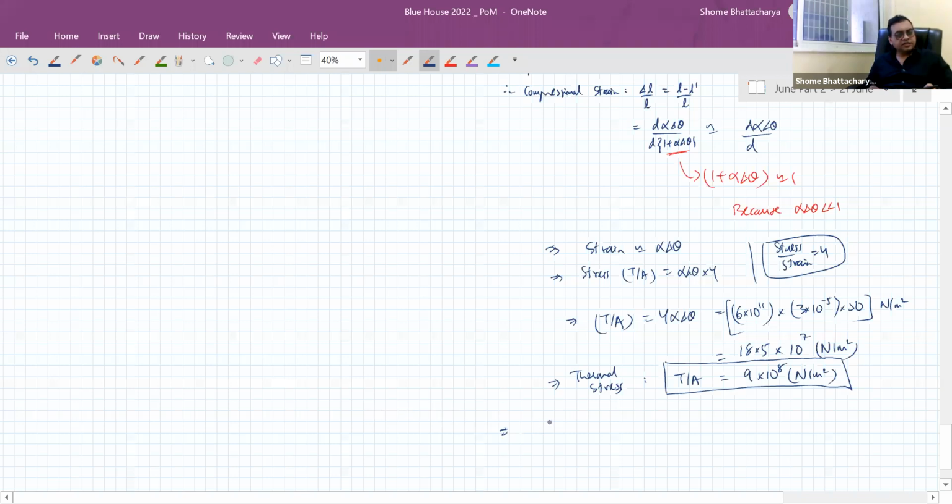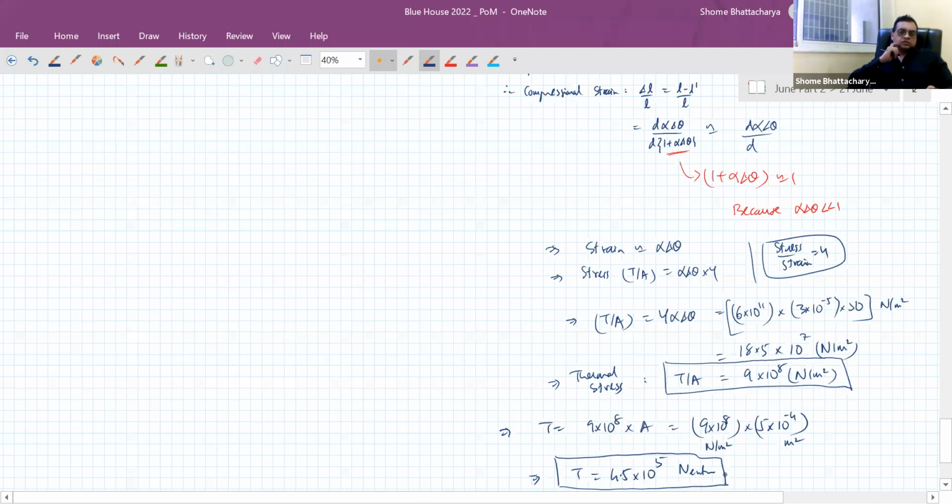And accordingly, the tension will be this stress into the area of cross section. And the area of cross section, I think we've taken as 5 centimeters square. So in meters square it is this much. So 4.5 into 10 raised to the power 5 newtons. So it's a pretty significant amount of tension that is developed for a 5 centimeter square thick rod.